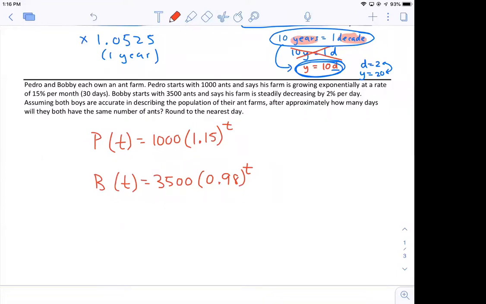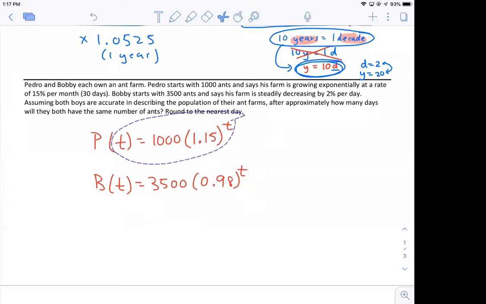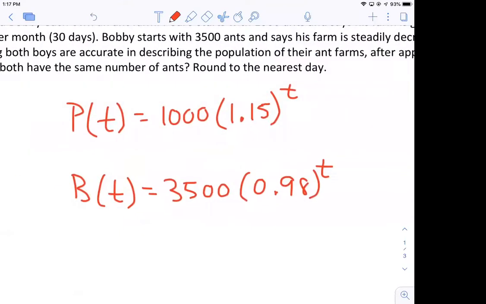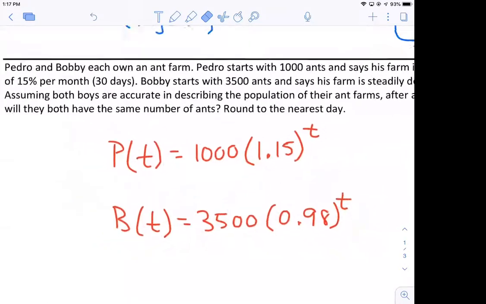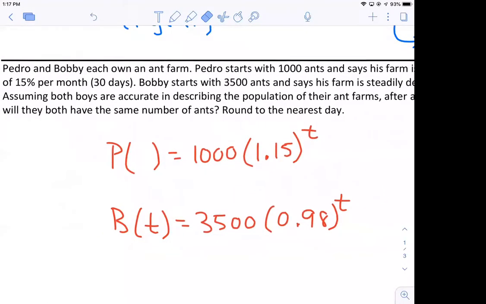So guys, there's a problem with the way I set up my two equations. Does anyone see something I did wrong? One of them is per day and one of them is per month. Exactly, yes. So I can't use the same variable T, so I gotta switch it up. For Pedro, it's per month, so I'll use the letter M for months here. And for Bobby, it's in days, so I'll use the letter D for days.